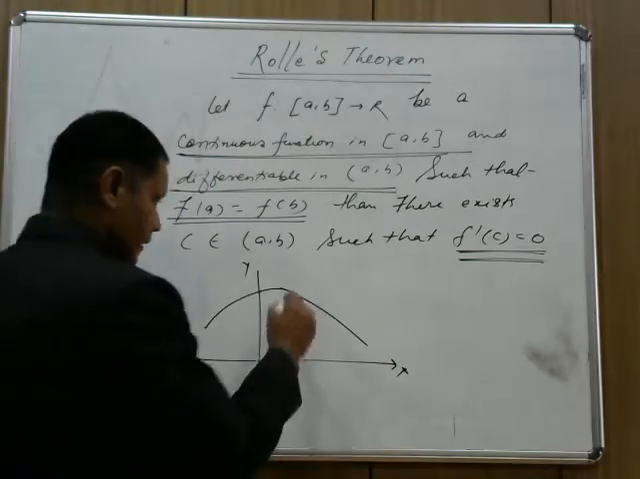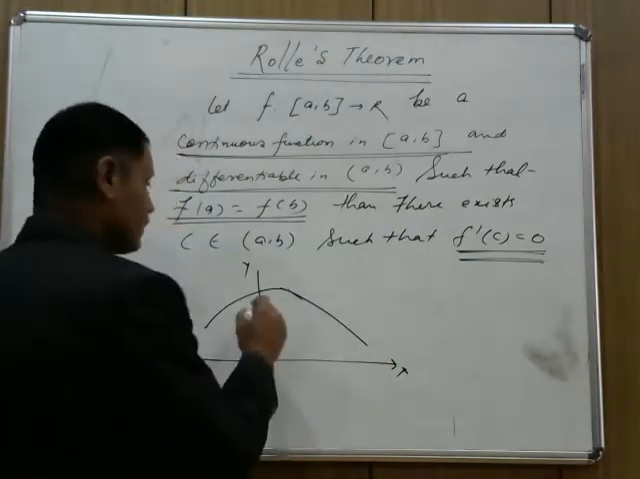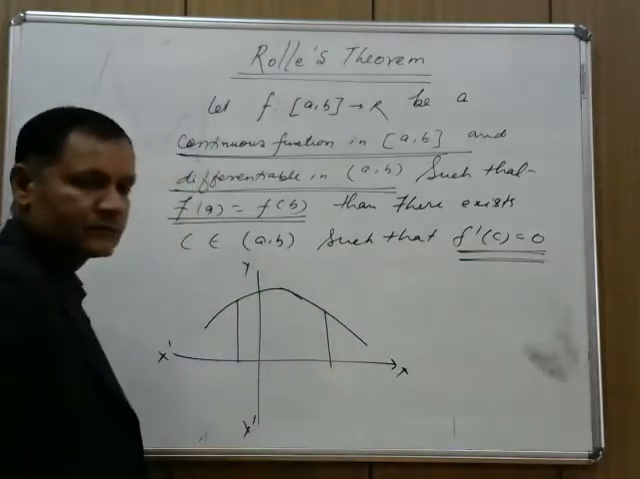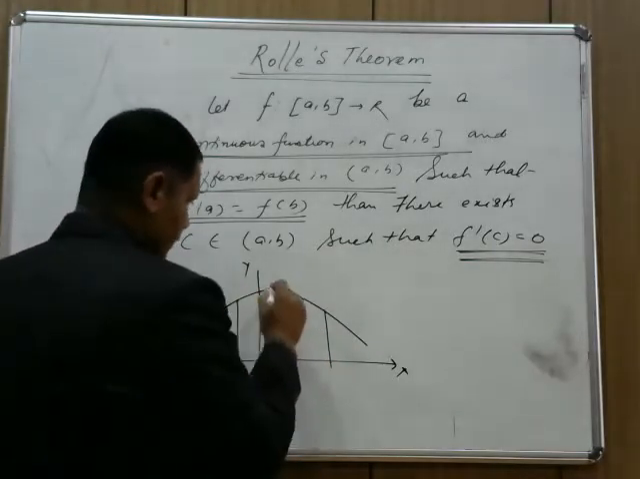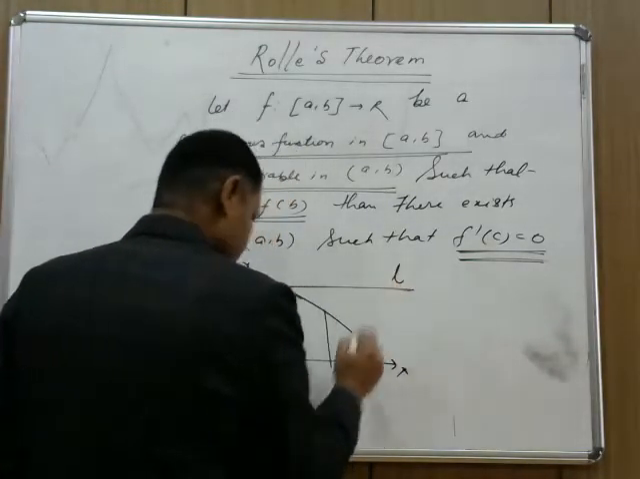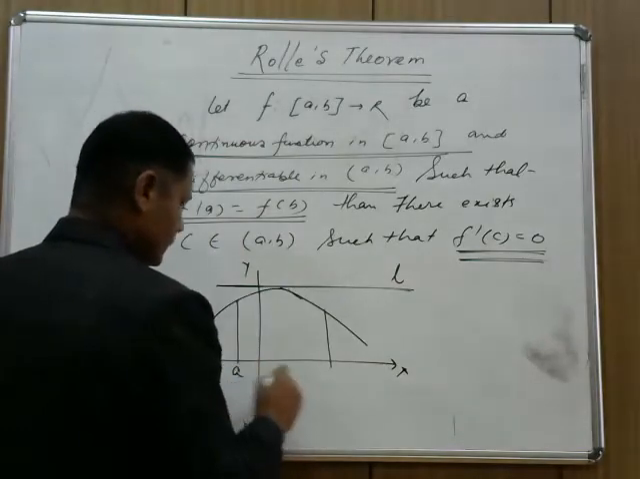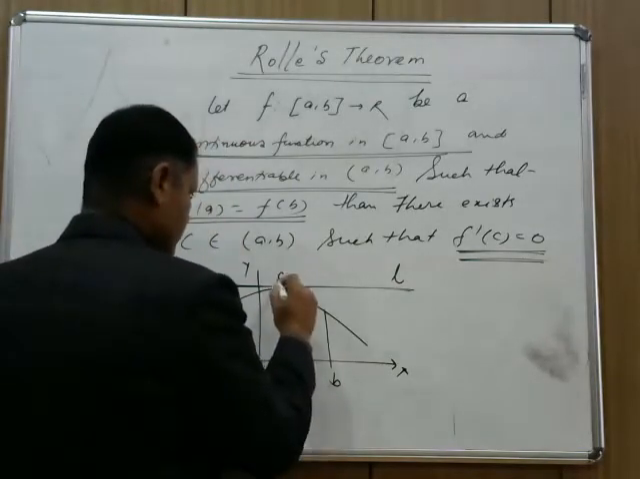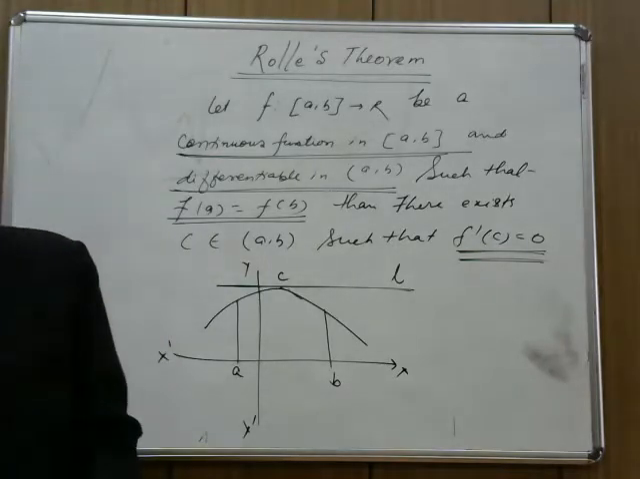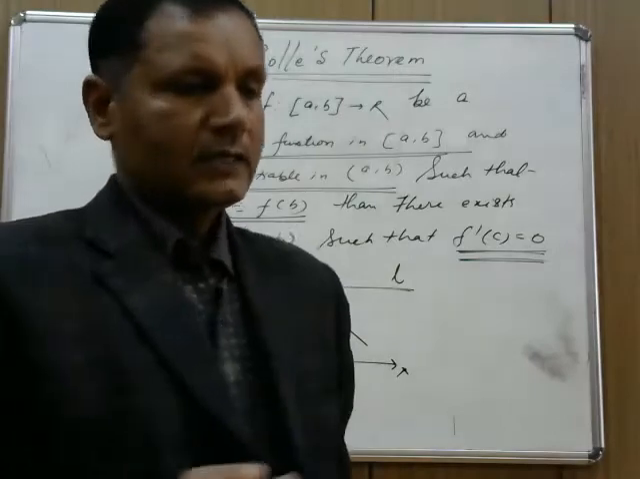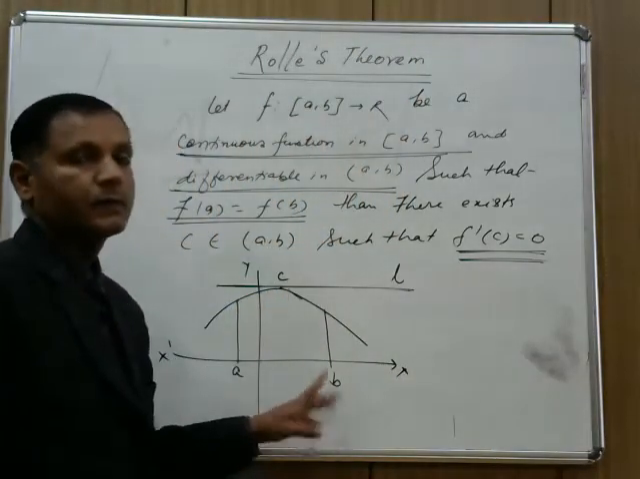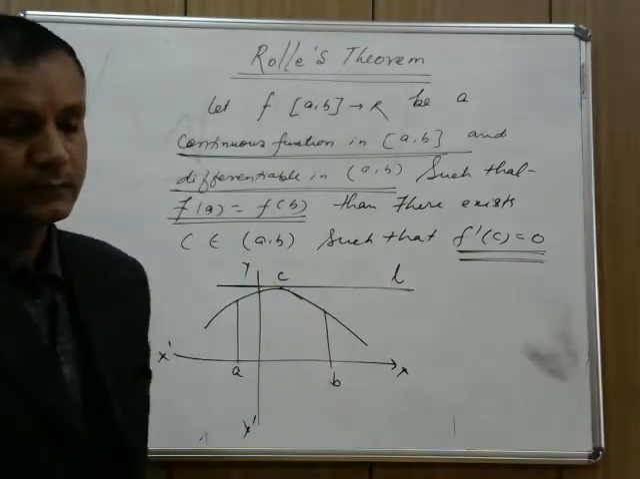And draw the tangent at this point. The interval I have taken, suppose I have taken the interval a and b, right? And now at this point c, if I draw the tangent, now this tangent line L is parallel to x-axis, right? That means that yes, that point c must lie between a and b. That means now 4 points.